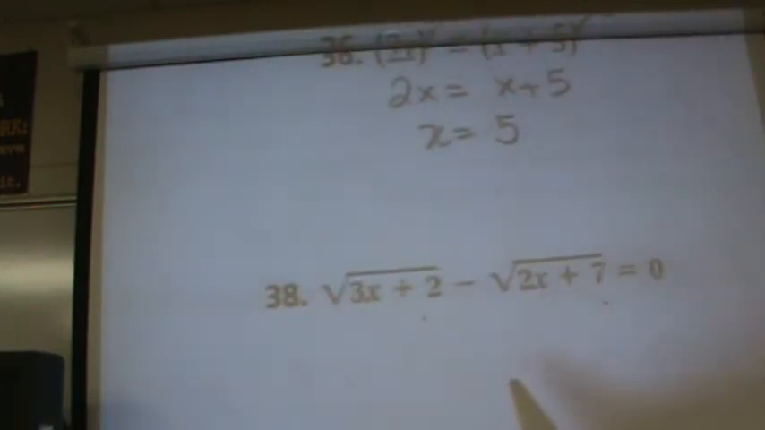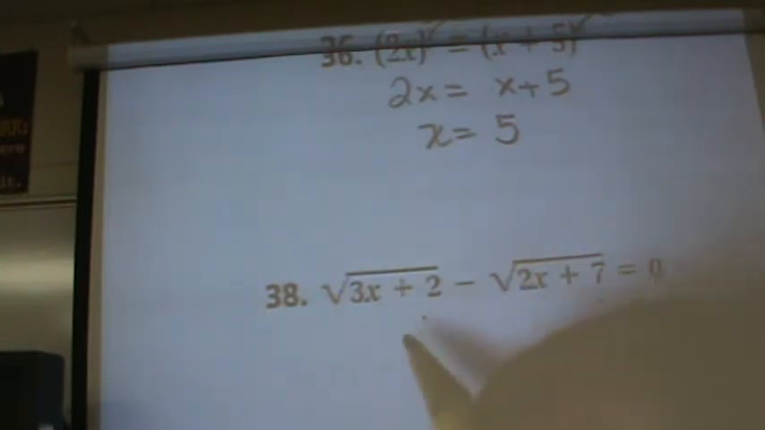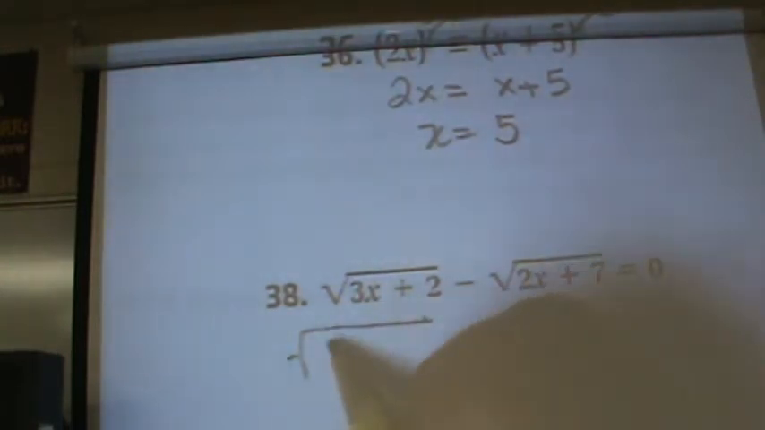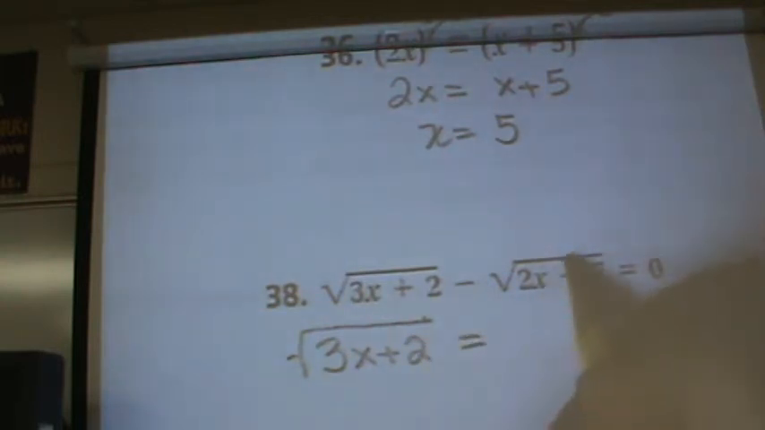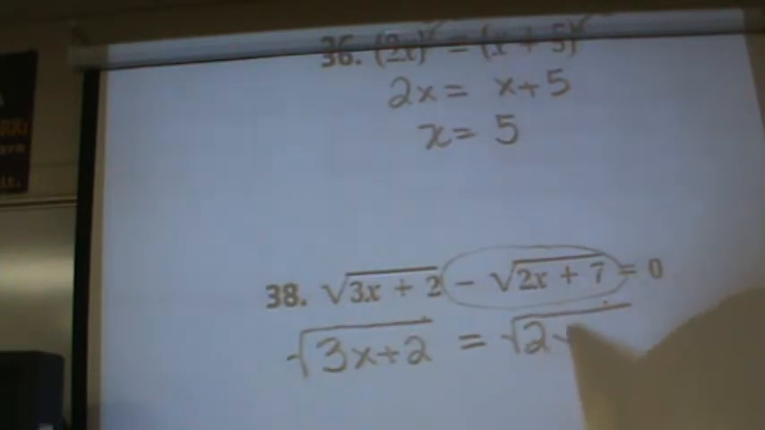And the last one. You gotta move one of them to the other side. Which one do you wanna put? 2x plus 7. Why? Because it's right there. Why do you think we're gonna move this one? Because you want to. Not because I want to.